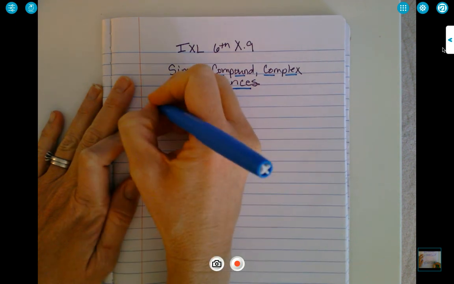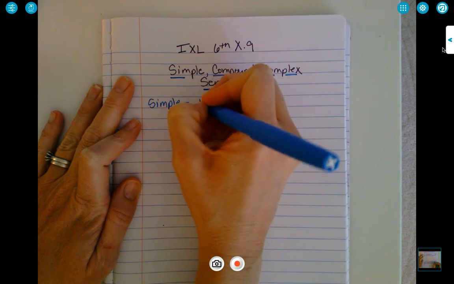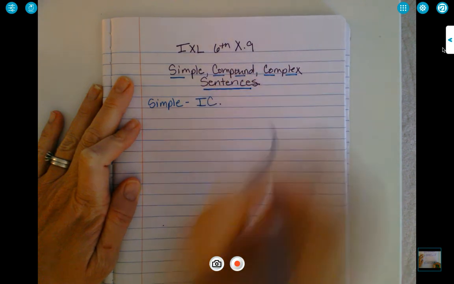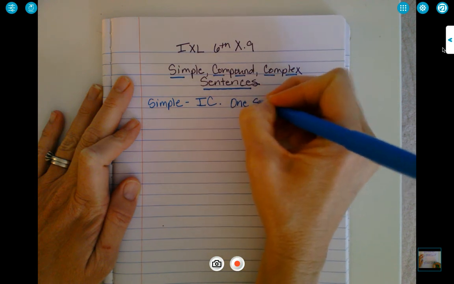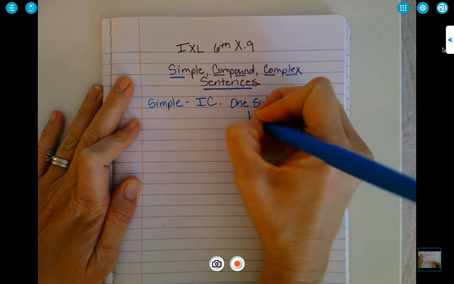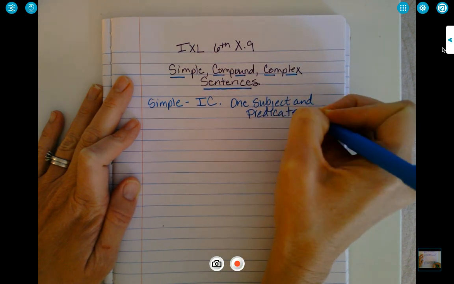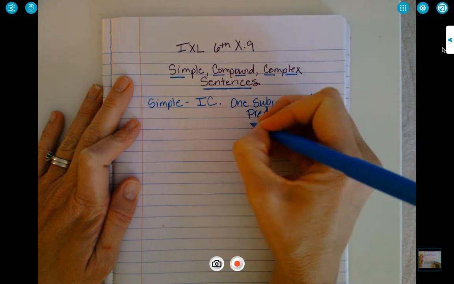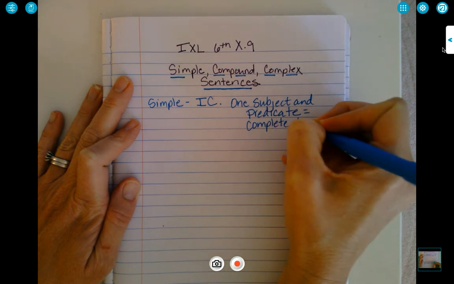A simple sentence, we'll remember, is also known as an independent clause. It has one subject and one predicate, one complete subject and one complete predicate, and it is a complete thought, one complete thought.